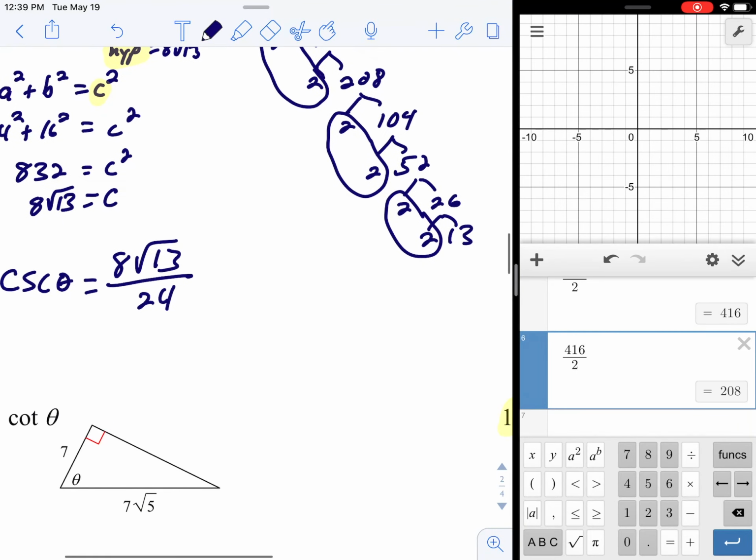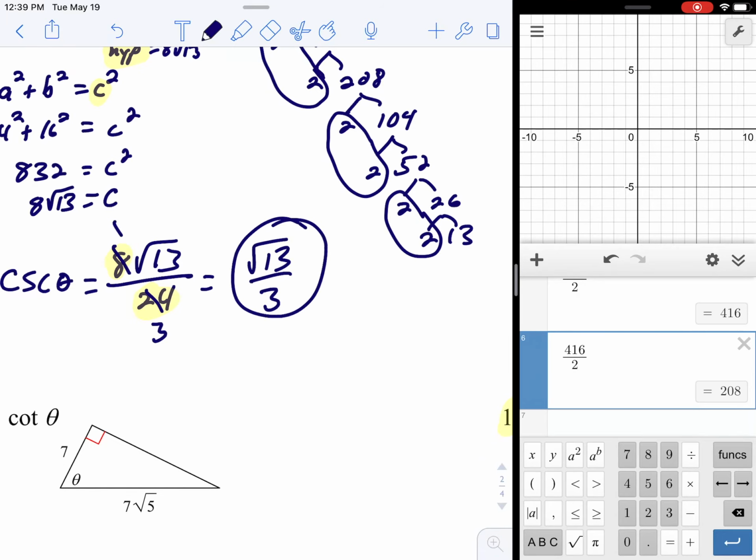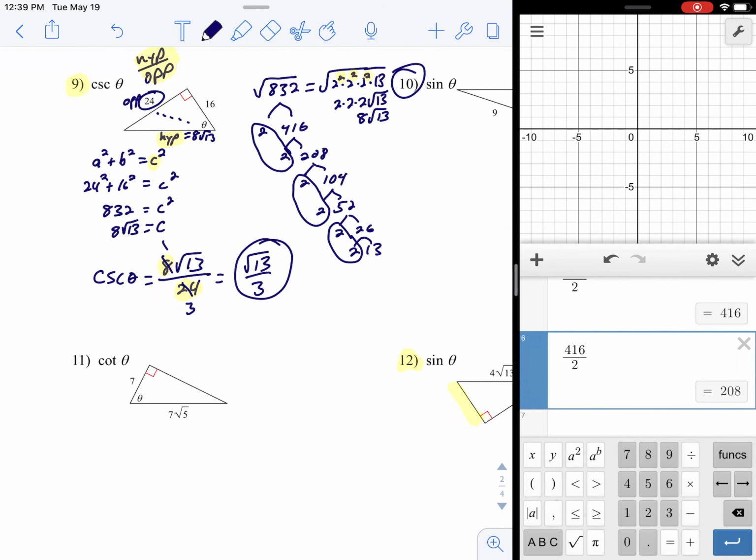And then the 8 and the 24, you can simplify that. Divide them both by 8, you get 1 and 3. That's radical 13 over 3. So there are a lot of skills that go into this one problem.